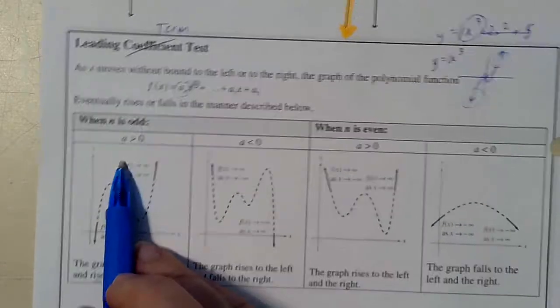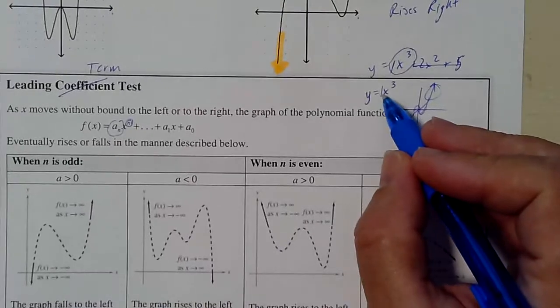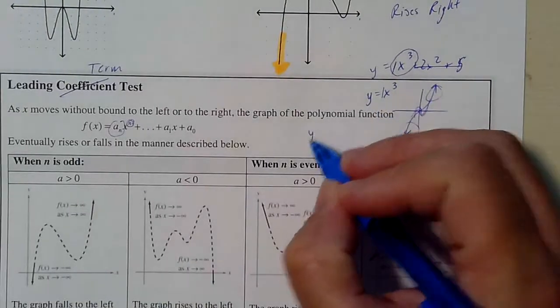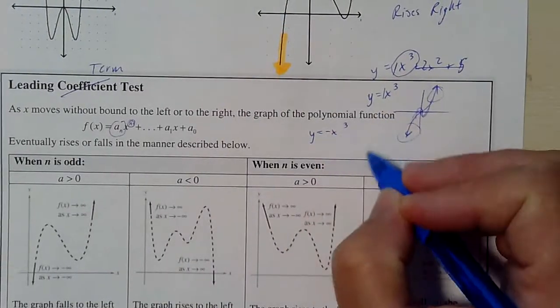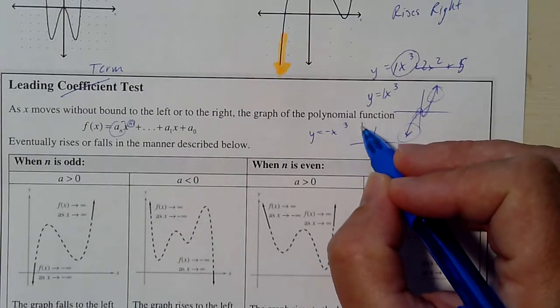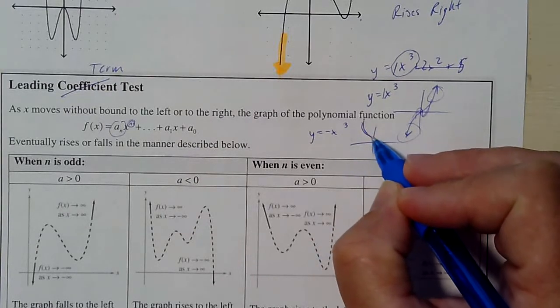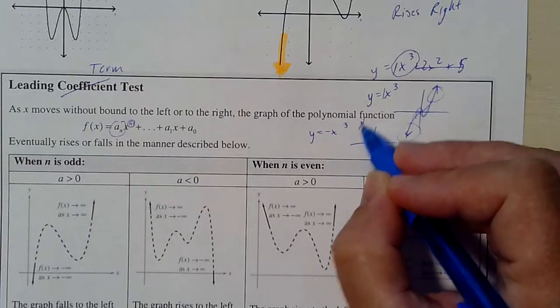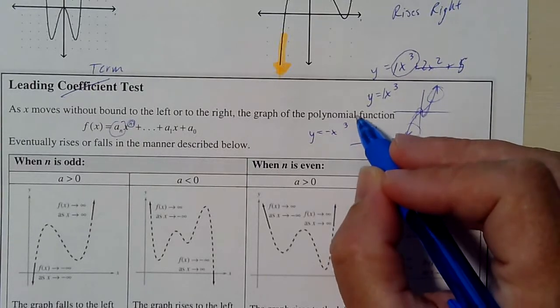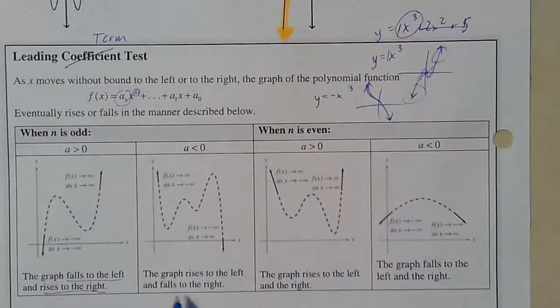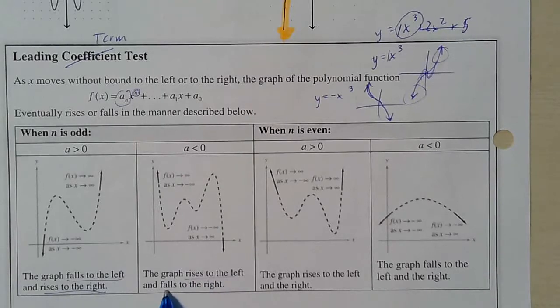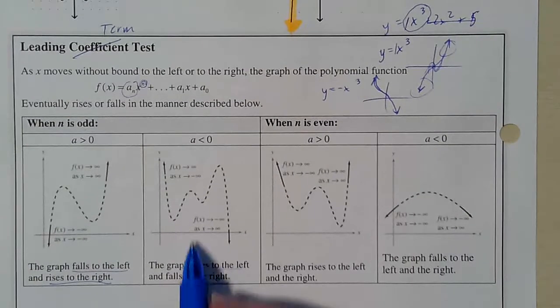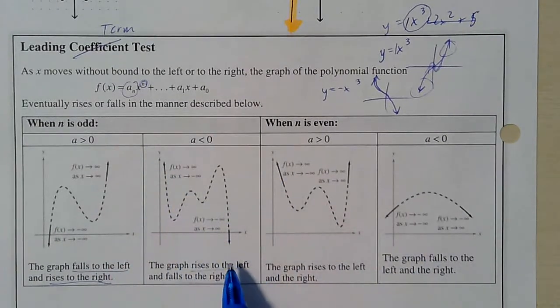Okay, and then just the opposite. If I were to talk about this parent function and say, all right, now it's going to be y equals negative x cubed, what would we notice about that parent function? It's just going to be turned around this way. Okay, so now it rises going to the left, it falls going to the right. So here are your rules. Rises left, falls right. So you can look at the word rules or look at the picture rules if you want.